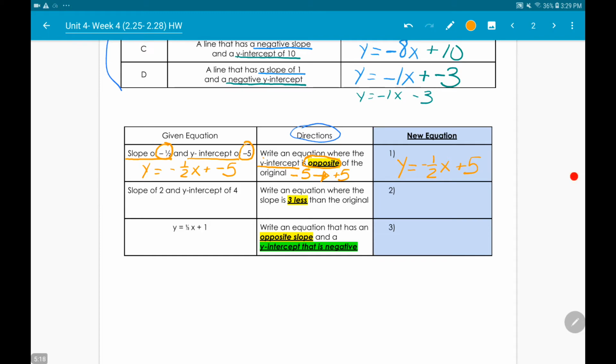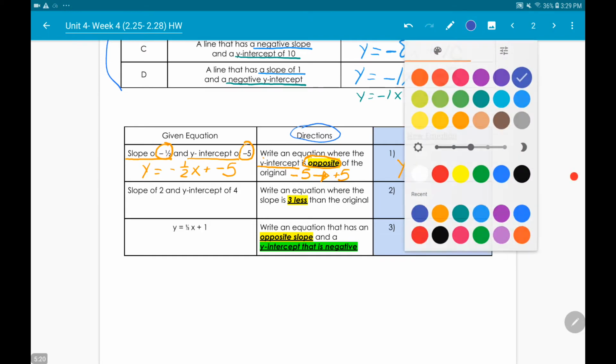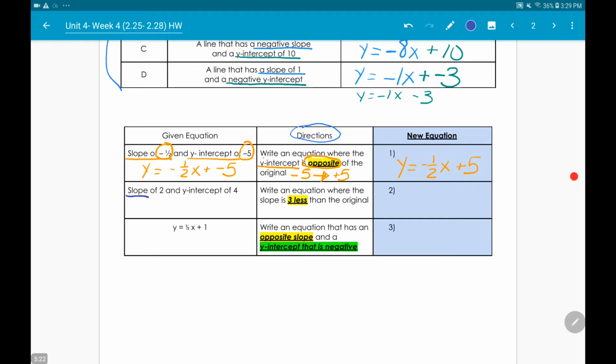All right. Equation number 2. A slope of 2 and a y-intercept of 4. That's pretty straightforward. What equation is that? It is y equals 2x plus 4.